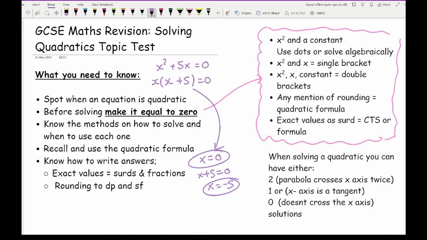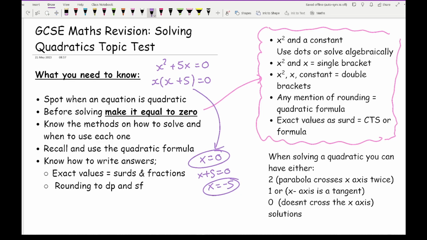If you have an x squared, an x, and a constant, then more often than not it's going to involve double brackets to factorize, and if there's no mention of decimals or rounding, there's a good chance it will factorize. However, if it does mention any rounding, or you're not confident in your rounding, then you can solve a quadratic by using the quadratic formula.